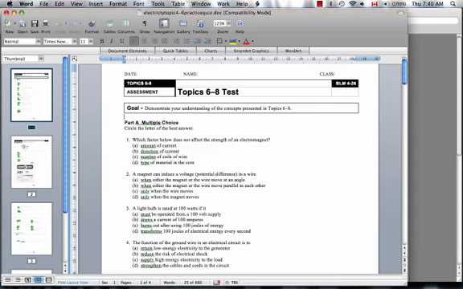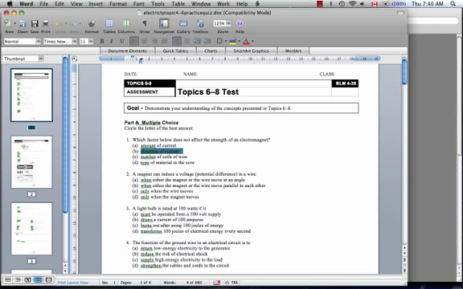So which of these does not affect the strength of the electromagnet? Well, strengthening the battery does affect it. The direction of current, that doesn't really matter. So the thing that does not affect the strength of the electromagnet would be the direction of the current. Number of coils, we just talked about that. That would strengthen it. And the type of core, iron's best.